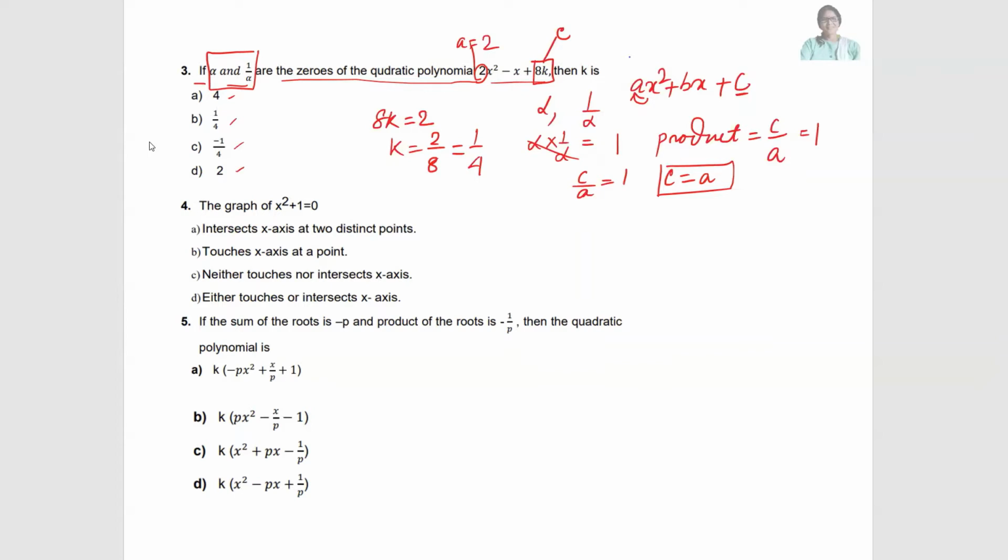Next is part 4. The graph of x square plus 1: does it intersect the x-axis at two distinct points, touch the x-axis at a point, neither touch nor intersect the x-axis, or either touch or intersect the x-axis? x square plus 1 is equal to 0. That means x square is equal to minus 1, or there is no real value of x, because the square root of minus 1 is not possible.